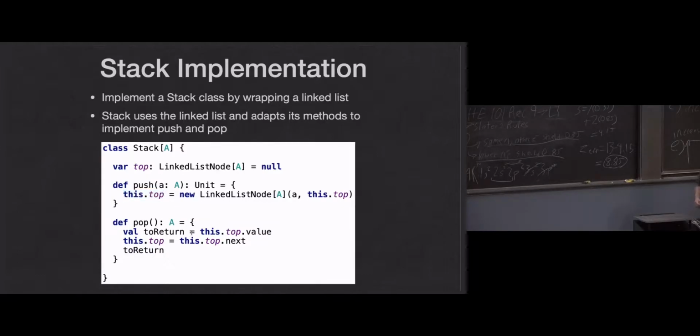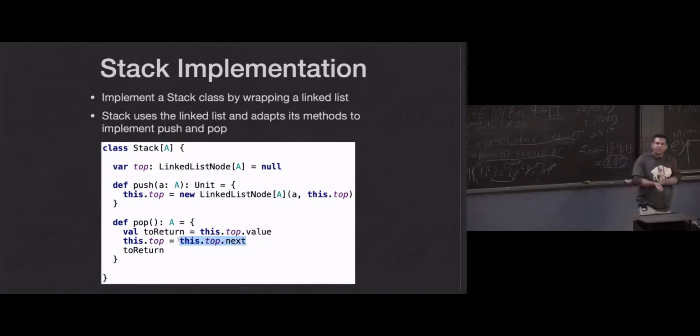Pop, we're going to do the exact opposite. We're going to remove the very first element from the list. So we want to capture that value. That's what we're going to return, whatever the value is at the front of the list. And then we're going to update top to be a reference to top.next, which is the previous second element of the stack, or the second element of the linked list.